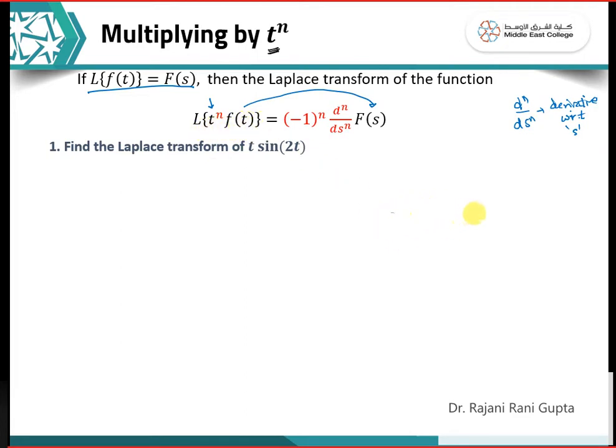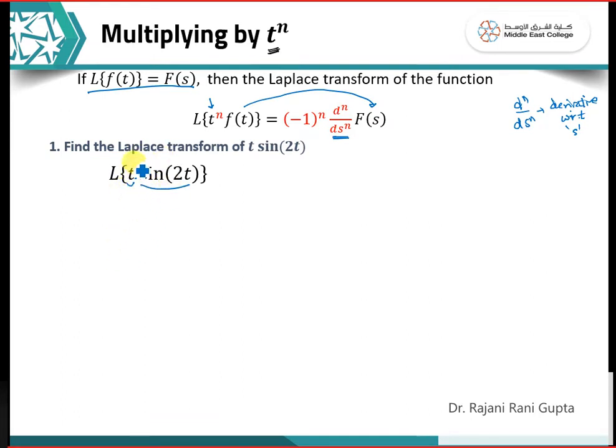Suppose you need to find the Laplace transform of t sine of 2t. So again, two terms in multiplication, one is sine 2t and another is t. What becomes important is that whenever you look into the question, first check whether it is possible to use the shifting property. If that property is not working, then only come to this property, because here you have to find a derivative, and finding a derivative is more tedious compared to just replacing the value of s.